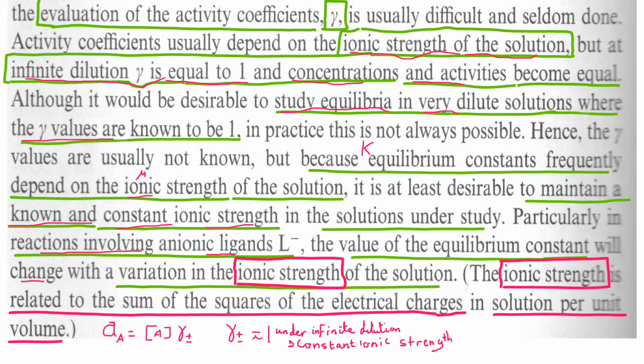Now, the ionic strength of the solution: it is desirable to maintain a known and constant ionic strength in the solution under study, particularly in reactions involving charged ligands like L minus. The value of the equilibrium constant will change with variation of ionic strength. That's why, if you see listed in the books, the equilibrium constants of complexes or formation constants are always listed with a certain ionic strength, 0.1 molar KNO3, 0.2 molar KNO3, and so on, because the ionic strength is related to the sum of the squares of electrical charges in solution per unit volume, as we are going to see in the next slide.